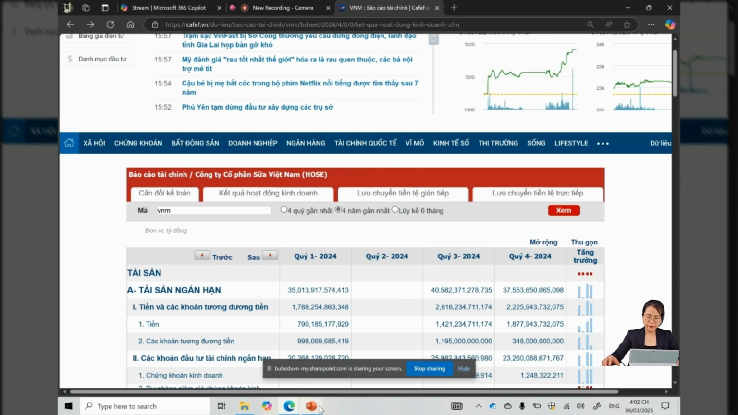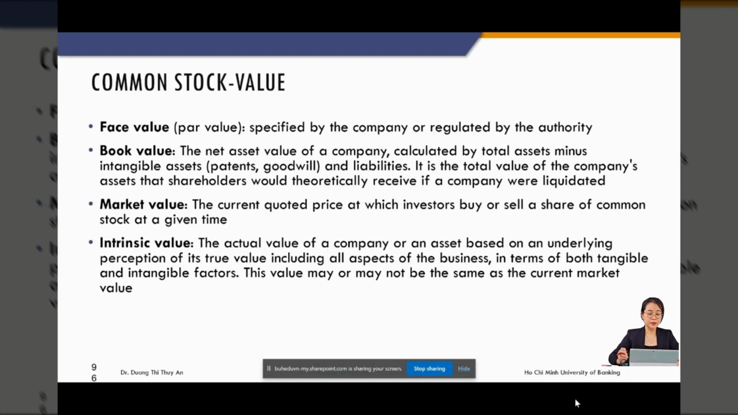So for Vinamilk so far we have face value. Again, face value is regulated by the authority or determined by the company. In Vietnam, all the stocks listed on the Ho Chi Minh Stock Exchange or Hanoi Stock Exchange have the same face value of 10,000 Vietnam đồng. For companies whose stock is not listed on the exchange, the company can determine the face value themselves.